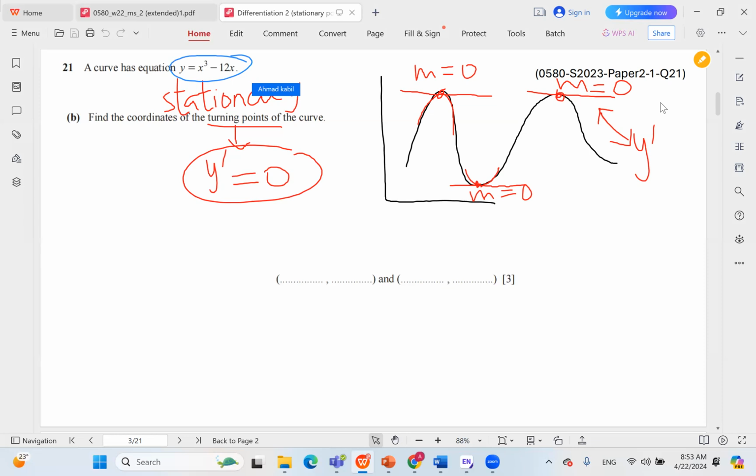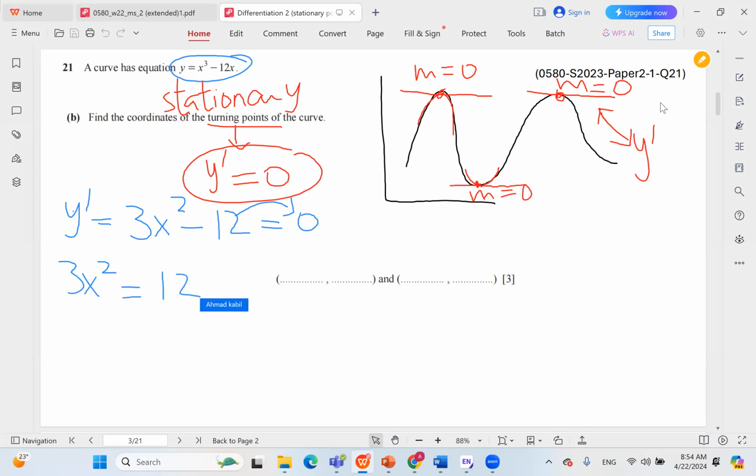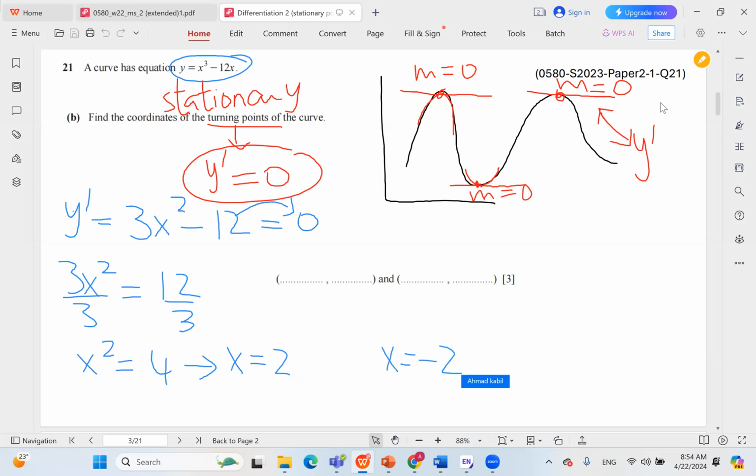So for example, for this equation, y dash equals 3x squared minus 12. So therefore, this expression here will be set to 0, and we're going to solve for x. So we can take the 12 to the other side. So we have 3x squared equals 12. Next, we can divide by 3 on both sides. So x squared equals 4. So x is either equal to positive 2 or x is equal to negative 2.